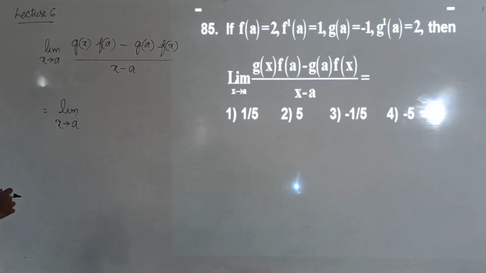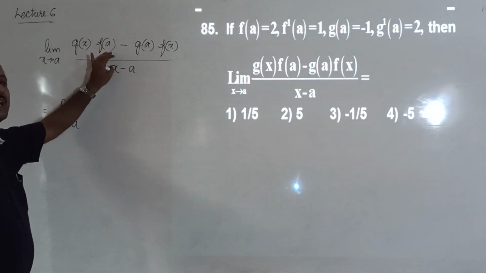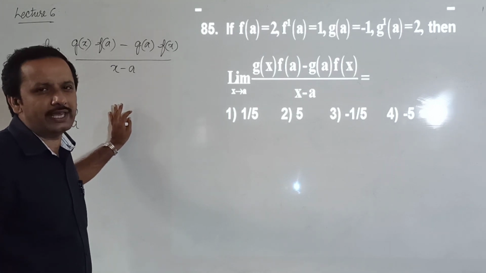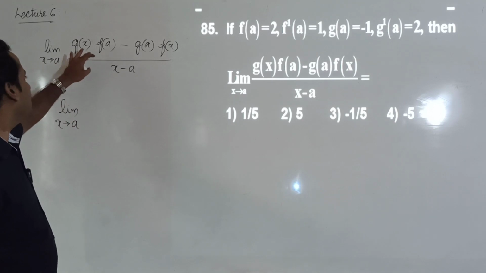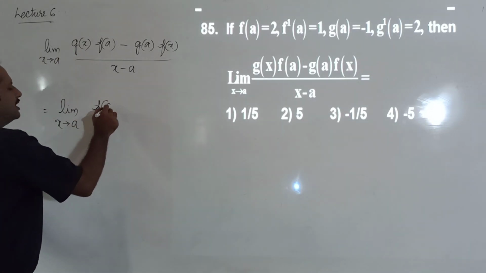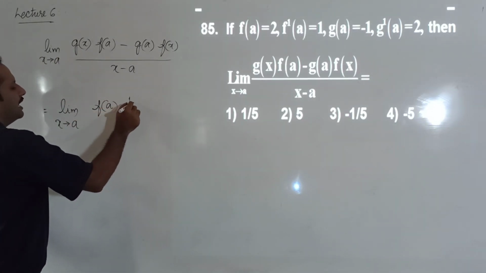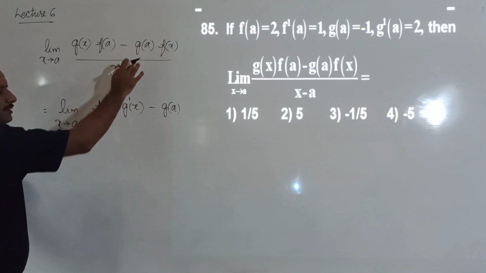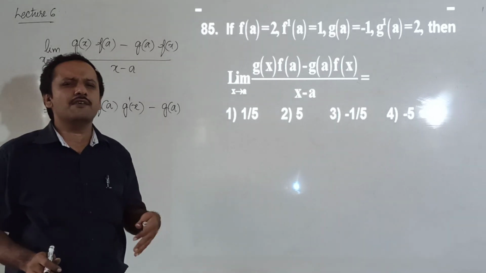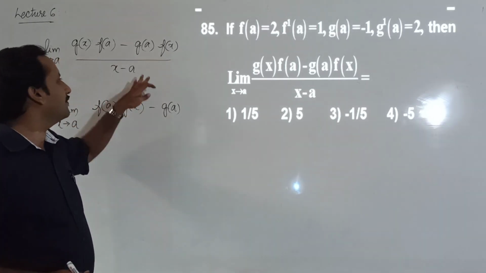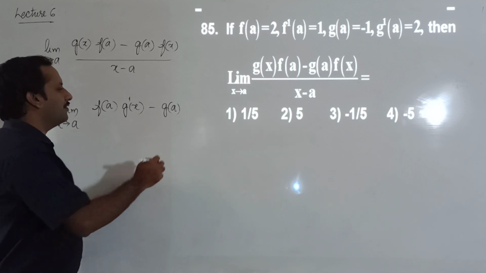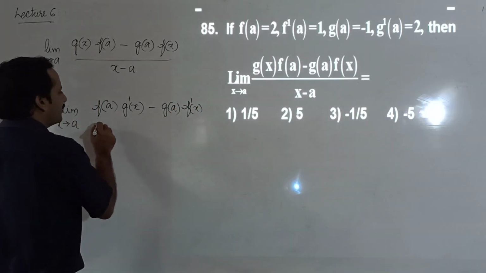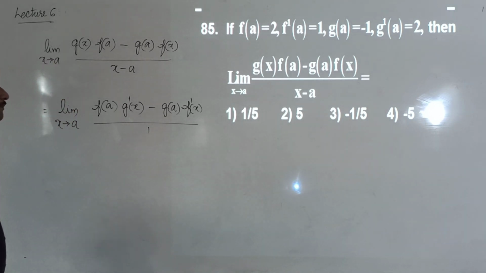So when I use L'Hospital's rule, here f of a is a constant. f of a means the value of the function at x equal to a. That will be a constant. So when we differentiate, f of a remains as it is. Derivative of g of x, that is g dash of x, minus g of a, which is constant because g of a means the value of g of x at x equal to a, into the derivative of f of x, which is f dash of x, divided by the derivative of x minus a, that is 1.